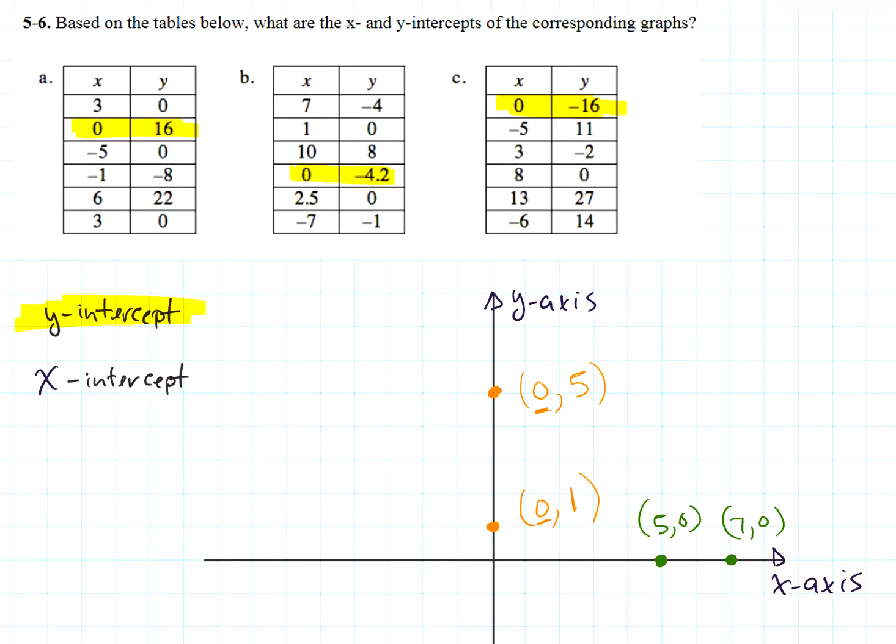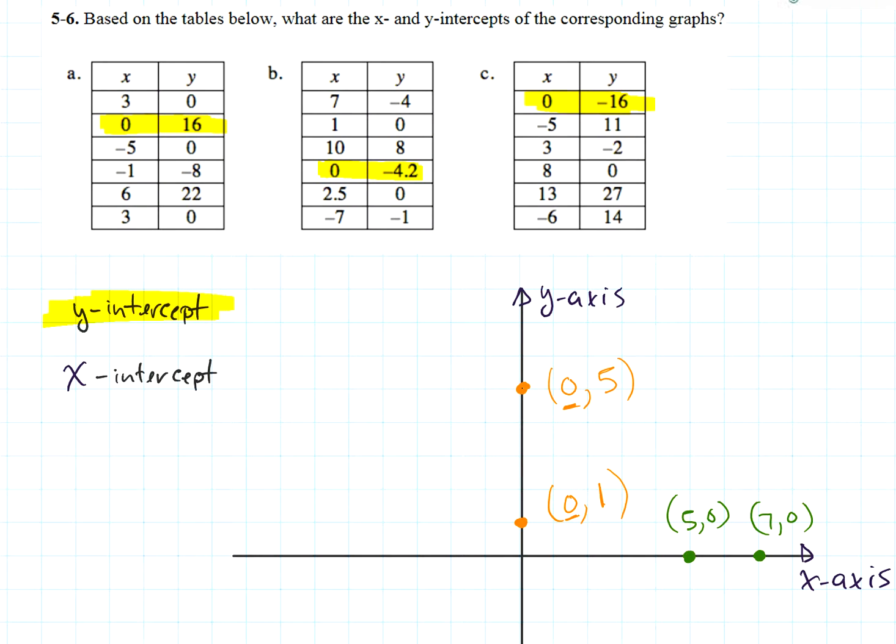So if I want to find x-intercepts, I want to highlight those places where y is 0. For example, in the first one, I have 1, 2, 3 different x-intercepts. That function's crossing the x-axis 3 different times. In B, I have 1, 2 x-intercepts. And finally for C, I only see one spot where y is 0, so I have one x-intercept there. So again, x-intercepts occur when y is equal to 0, and y-intercepts occur when x equals 0.